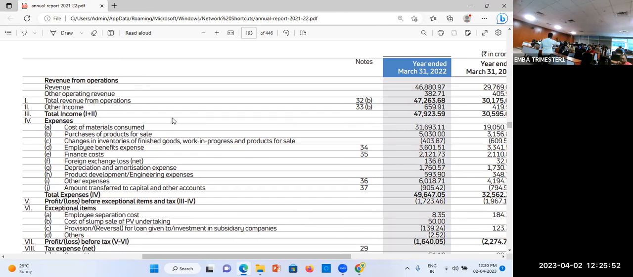Clear? So simultaneously you have to learn both. One is in one place, called the statement of profit and loss account, another place maybe in the balance sheet. Sometimes maybe in both places. Okay.